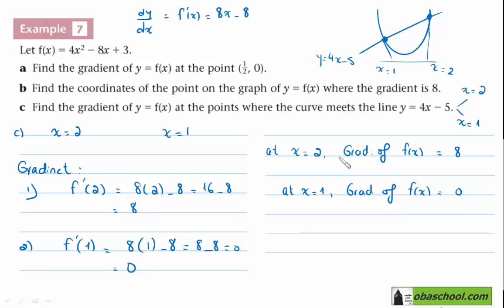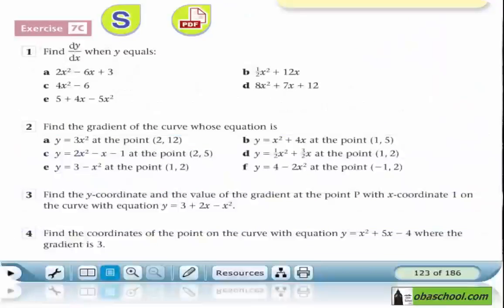So now we have solved part C. We found the gradient at each intersection point. All the steps that we did are very important to practice, so we can move to exercise 7C and try to solve exercise number 2, where we are asked to find the gradient of the curve with the following equations. And then we can move to part 3 or exercise 3 as well.